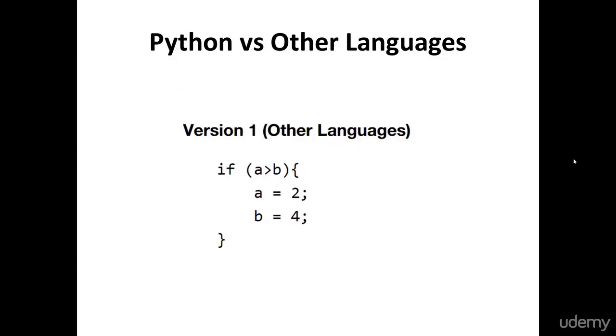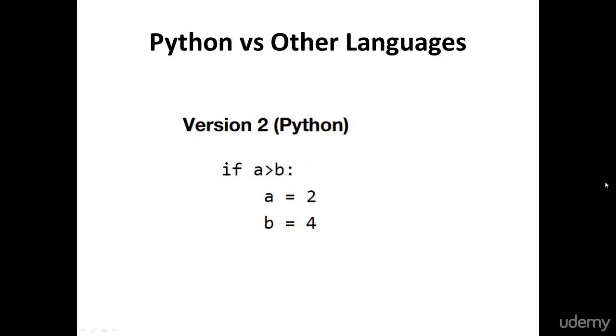A lot of times the syntax for other languages would look something like this. It would say if, and then you'd have your check case, A greater than B, within some sort of parentheses or brackets. And then you'll have curly brackets with statements on what to do. So if this case is true, you might have a bracket here, and then you'd have lines with semicolons afterwards, separating each statement.